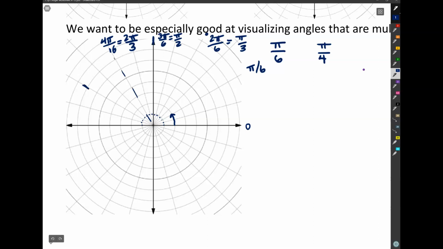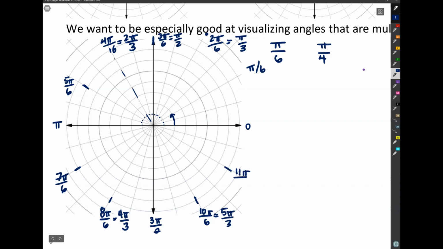Okay, and then 2 more would be 5 pi over 6s. And then 6 pi over 6s is just a pi. And then 7 pi over 6s. And then 8 pi over 6s, which is 4 pi over 3s. And then 9 pi over 6 is a 3 pi over 2. A 10 pi over 6 is a 5 pi over 3. And 11 pi over 6. And 12 pi over 6, which is a 2 pi. Okay, so we should be able to count those out.